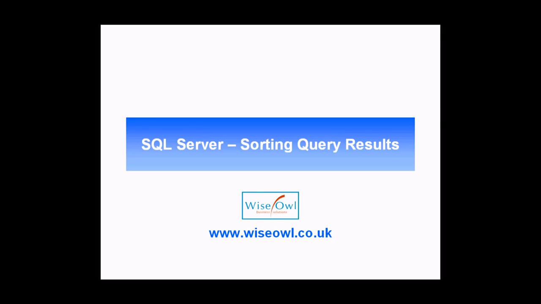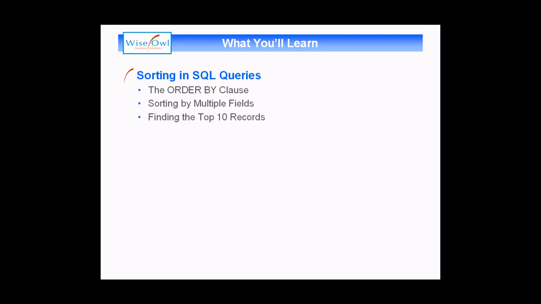In this lesson we'll teach you a little bit about how to sort the query results in a Microsoft SQL Server query. So in this short session we'll cover a few simple things. First of all, how to add the order by clause to a select statement. We'll teach you how you can sort by more than one field at a time. And finally we'll show you a neat trick for selecting just the top 10 records based on your sort order. So let's get started.